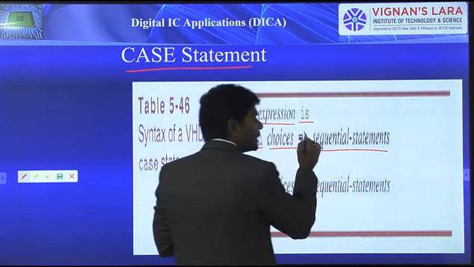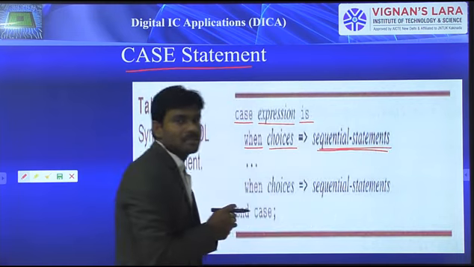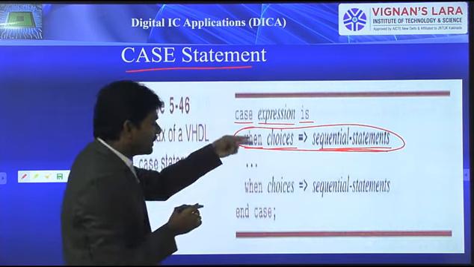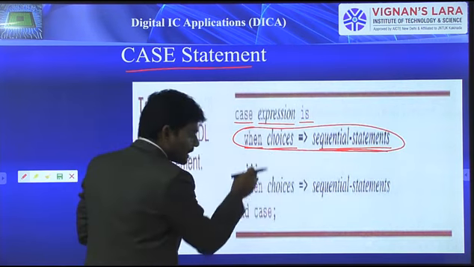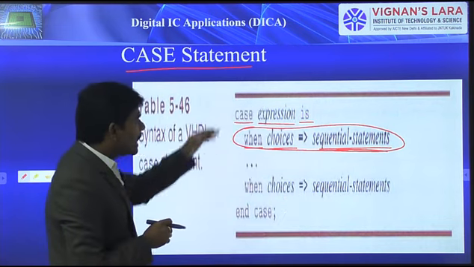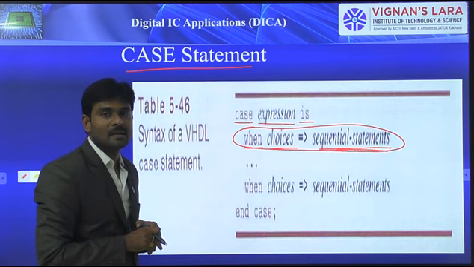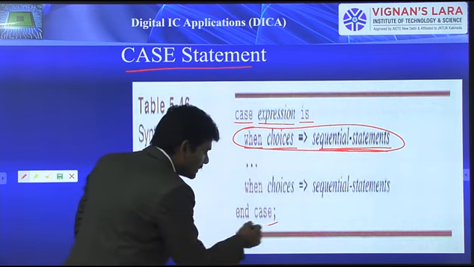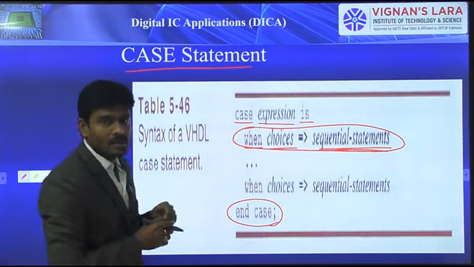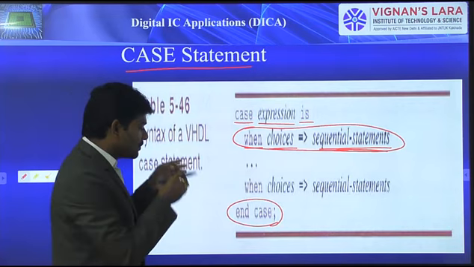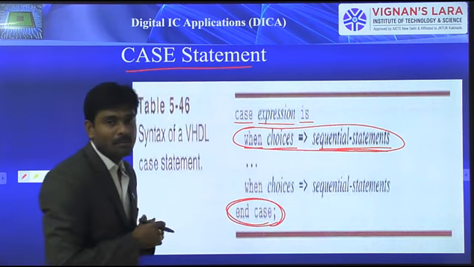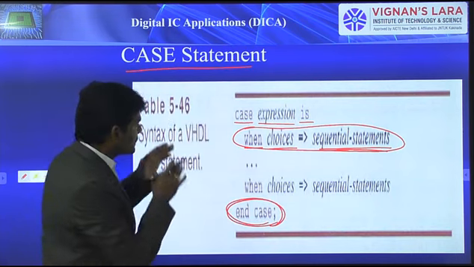And next to that, equals-greater-than, then sequential statements. Like this, the same statement will repeat multiple times, and so on: when choices => sequential statements. Finally, we are supposed to close the case statement by means of end case. Whenever you start a case, you are supposed to close it using the end case statement. That is how it looks.